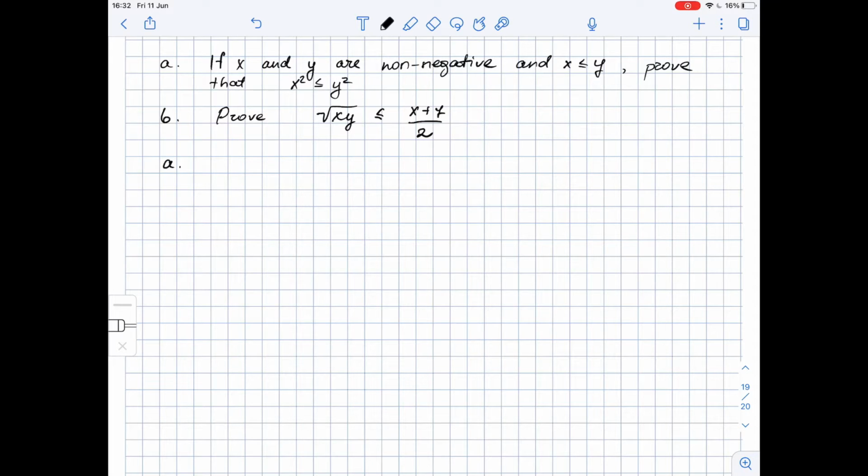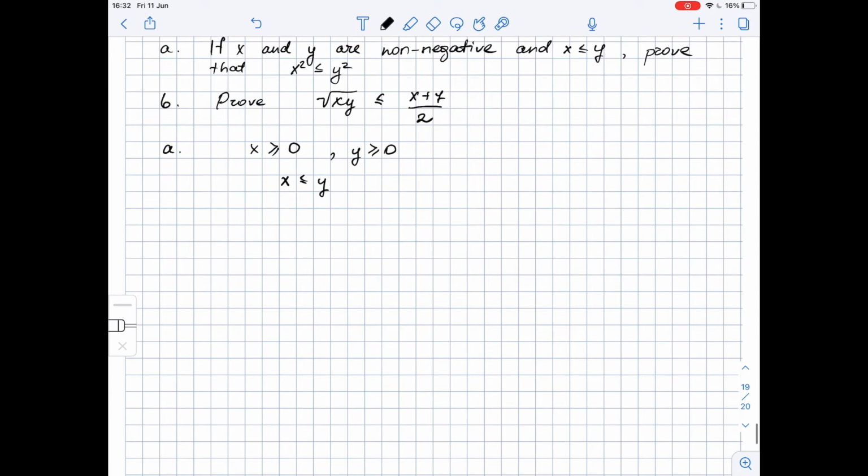So first of all, since we know that both numbers are non-negative, that means that x is greater or equal to 0 and y is greater or equal to 0. Also, x is less or equal to y. So that means that x times x is less or equal to x times y. We know that the right side is greater because on the right side x is multiplied by a greater number, because we know that y is greater than x. Well, so that means that x squared is less or equal to xy.